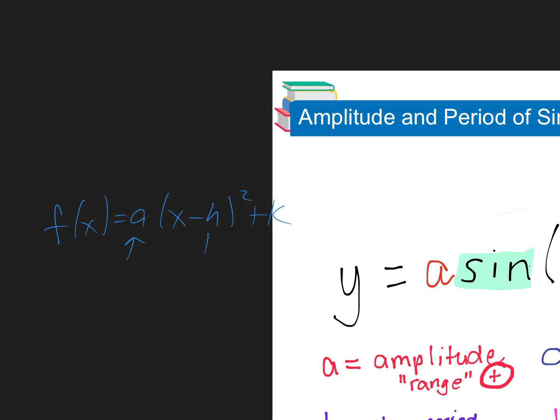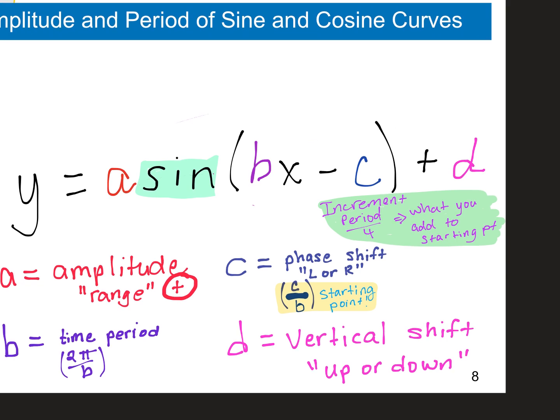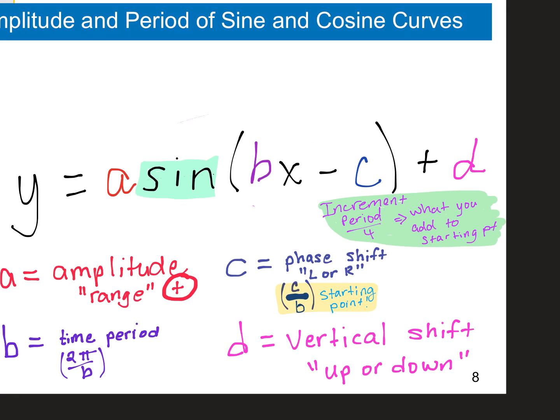What does something inside the parenthesis do? Shifts right or left. Is it what we think or the opposite? Okay. And then what does k do? Moves it where? Up and down. The exact same thing happens here. The a, that's going to be your vertical stretch and shrink. That's your amplitude. So when I say, guys, what is the a? What's the amplitude? You tell me a is whatever. It's how high or how low the graph will go.